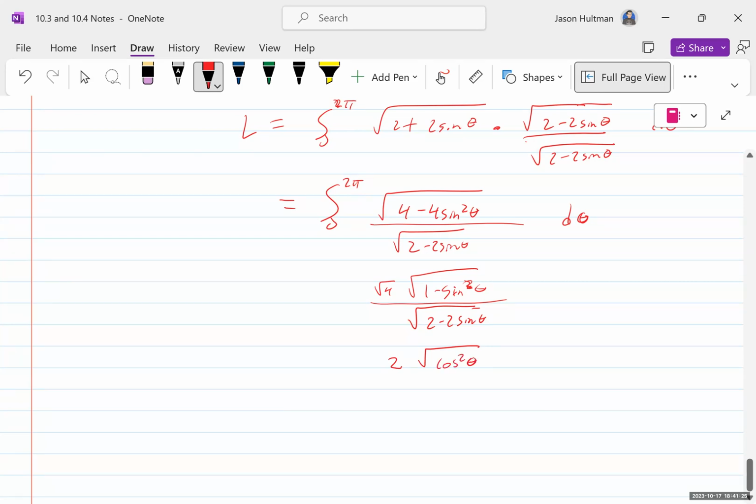Now, this is where things get a little interesting. Because you might just think, well, that's just cosine, and it's actually not cosine. This is not cosine. It's a special form of cosine.